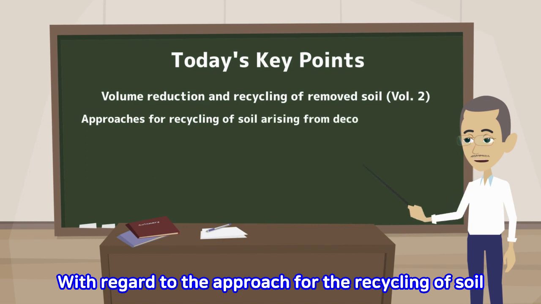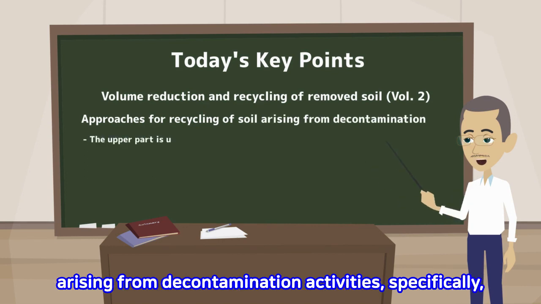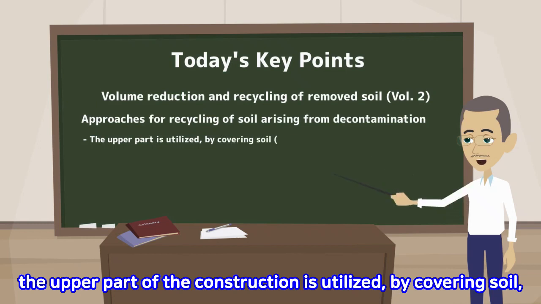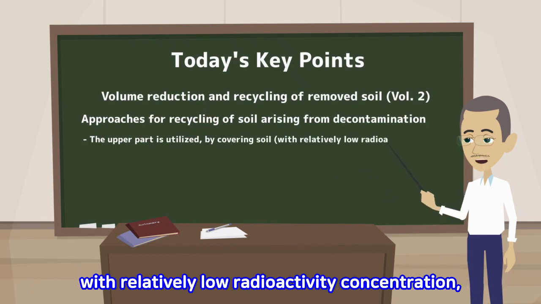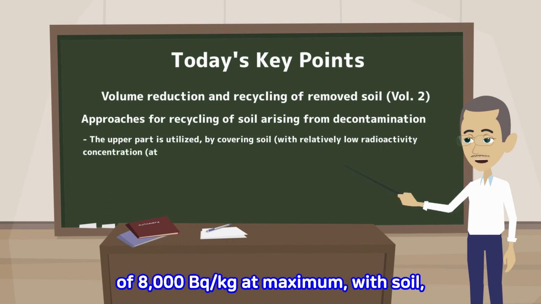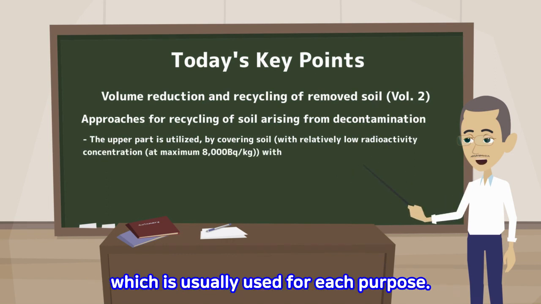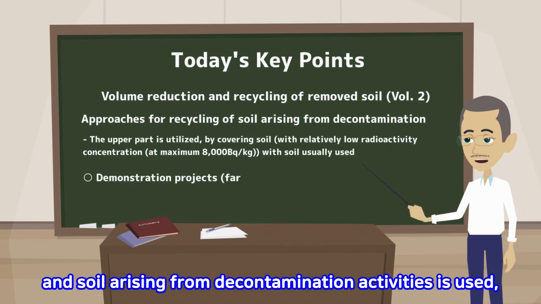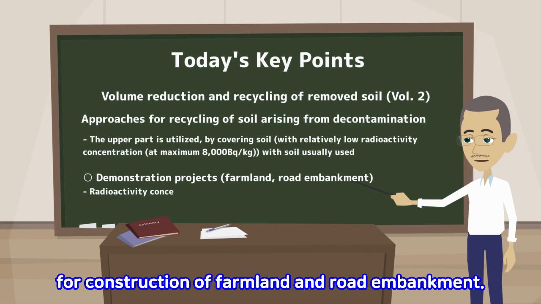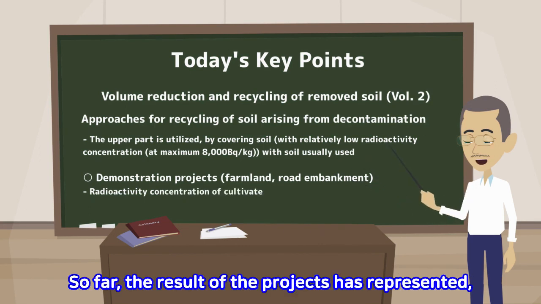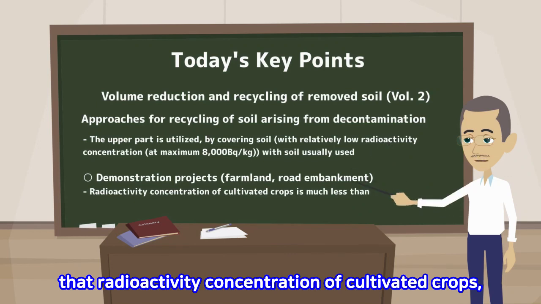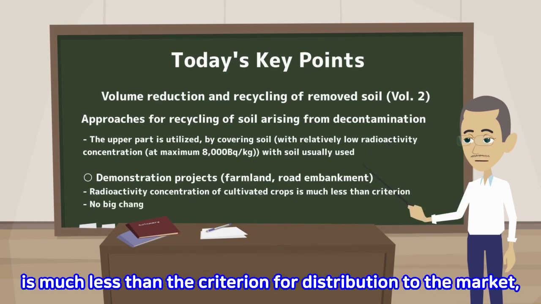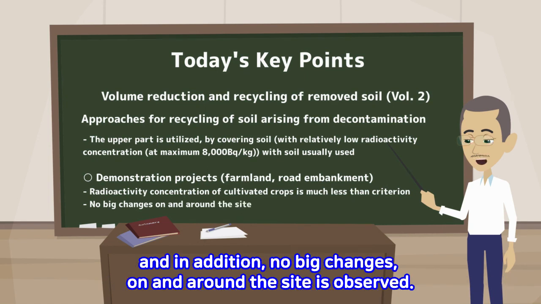With regard to the approach for the recycling of soil arising from decontamination activities, specifically, the upper part of the construction is utilized by covering soil with relatively low radioactivity concentration, of 8,000 becquerel per kilogram at maximum, with soil which is usually used for each purpose. Currently, demonstration projects are implemented, and soil arising from decontamination activities is used for construction of farmland and road embankment. So far, the result of the projects has represented that radioactivity concentration of cultivated crops is much less than the criterion for distribution to the market, and in addition, no big changes on and around the site are observed.